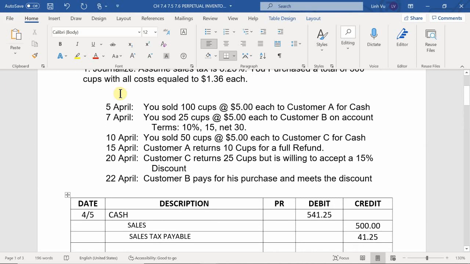All right. So then on April 15, 5 days later, customer A decides they want to return 10 of those cups for a full refund. So this is customer A, which we sold to on April 5th, 100 of those cups at $5 each. And we sold it for cash. So in this case, customer A wants a full refund. So how are we going to issue this full refund for 10 of those coffee cups?